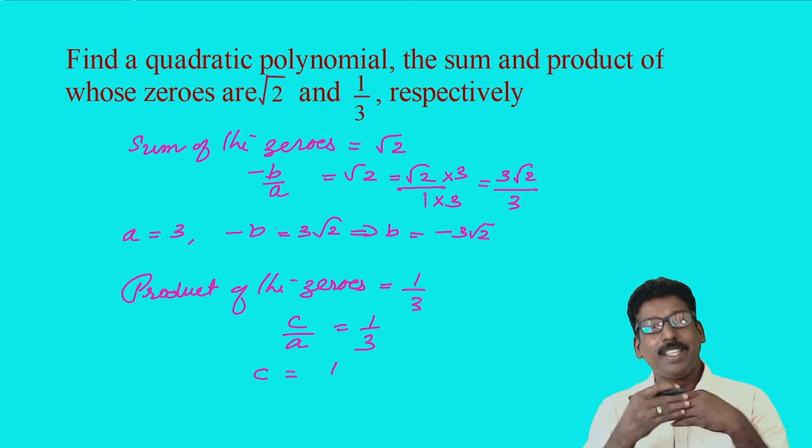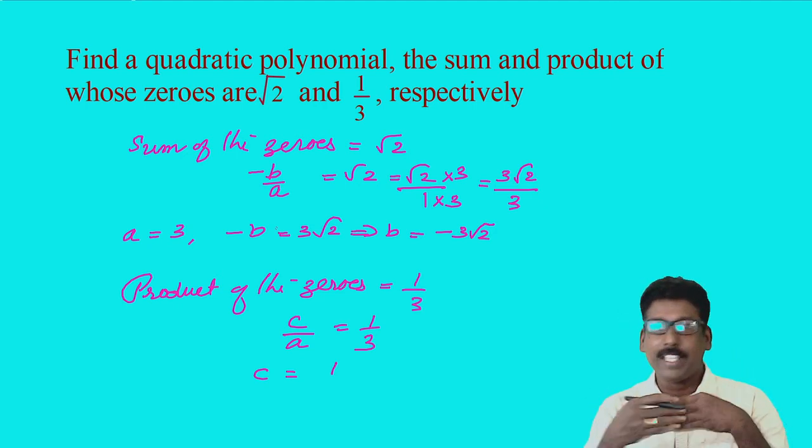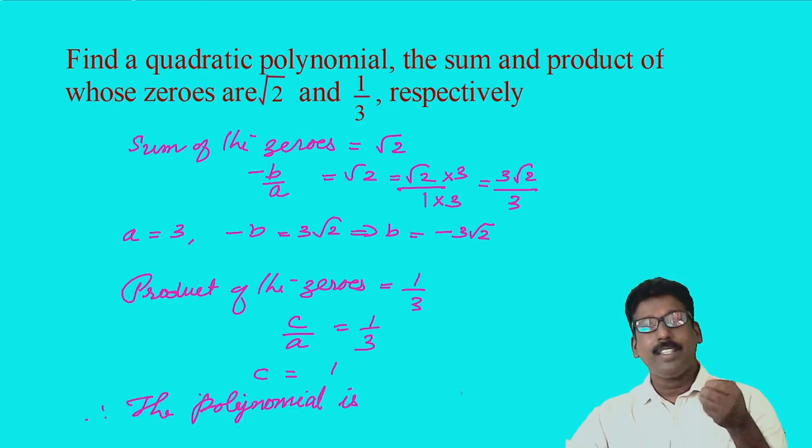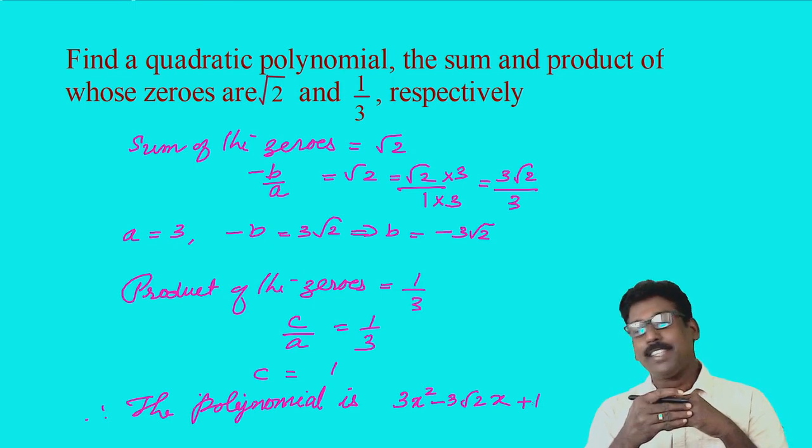Now, how will you write the polynomial? Substitute the values of a, b and c. Therefore the polynomial is a is equal to 3, therefore it is 3x square, and b you can take it as minus 3 root 2. So you can write minus 3 root 2 x, and c you can write it as 1. The required polynomial is 3x square minus 3 root 2 x plus 1.